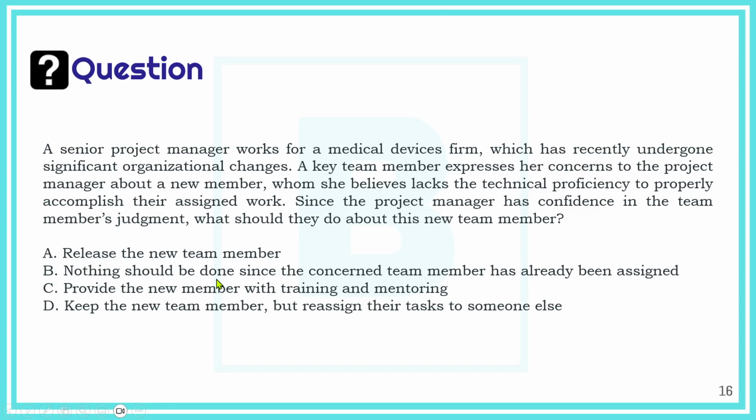Nothing to be done, that's very negative, that's very passive. We don't do that. Keep the team member, but ask somebody else to do their work, absolutely demotivating, that's against PMI's mindset. The right thing to do is definitely to provide support to the team member, deliver training to them, provide them with training, with mentoring, with coaching, with support until they succeed in their role. Okay, so answer C is the right answer, absolutely.